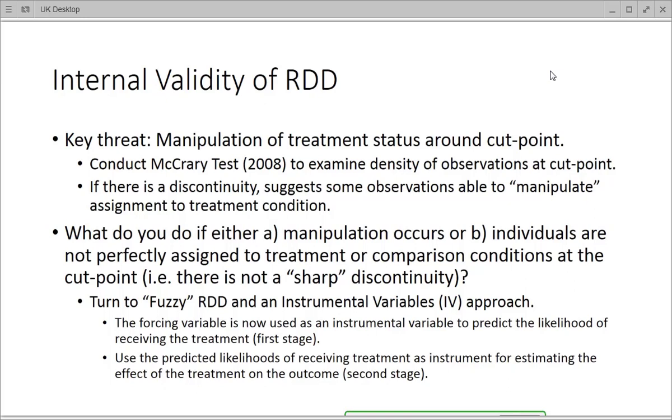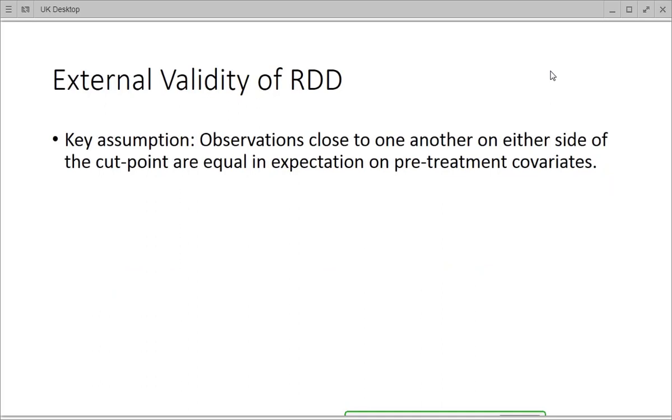So we're sort of using a first stage, second stage approach in that the regression discontinuity itself is going to be helpful for determining who's getting treatment, who's not. It's not perfectly assigned. And then we use those estimates as an instrument to get at the effect of the treatment on the outcome.